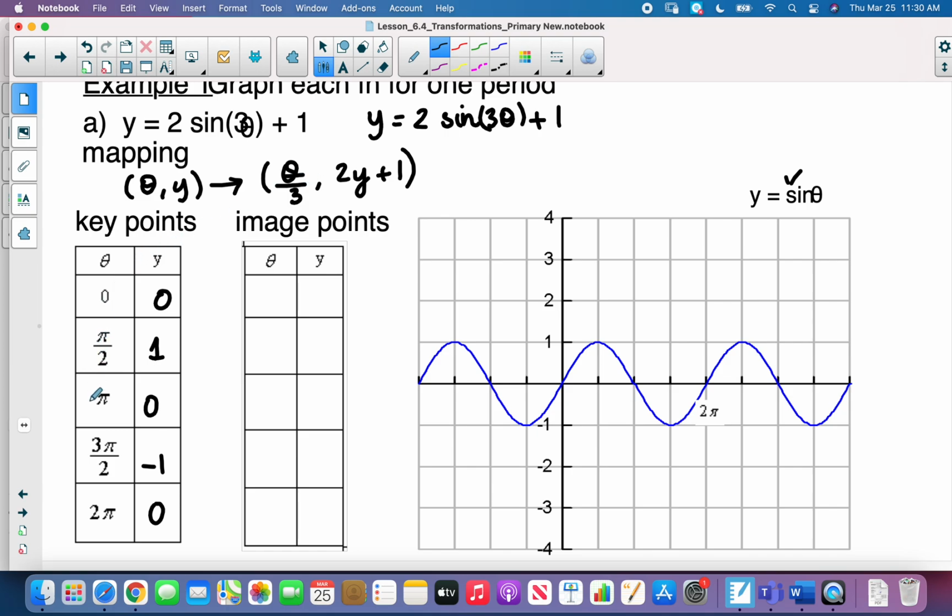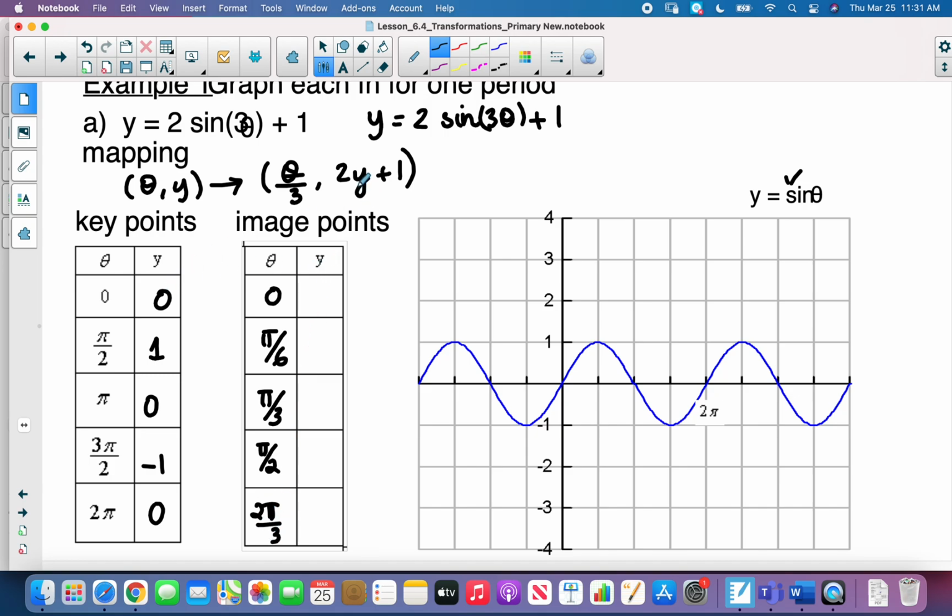So every theta gets divided by 3. So this ends up being 0. When you divide this by 3, this becomes pi over 6. Divide this by 3, it becomes pi over 3. Divide this by 3, it becomes pi over 2. And divide this by 3, you get 2 pi over 3.